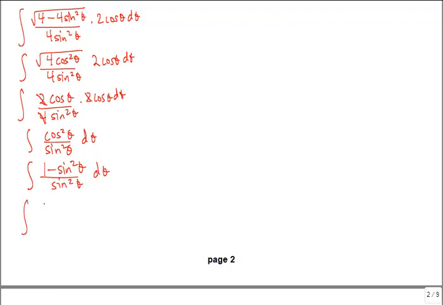And now when I do this into 2 separate fractions, 1 over sine squared theta is also known as cosecant squared theta, minus sine squared theta over sine squared theta is just 1. So this has turned into cosecant squared theta minus 1. And that's good news, because what function has cosecant squared theta as its derivative? Well, that's cotangent with a minus sign thrown in. So the derivative of cotangent theta is normally negative cosecant squared theta. So the antiderivative of cosecant squared theta is negative cotangent theta.